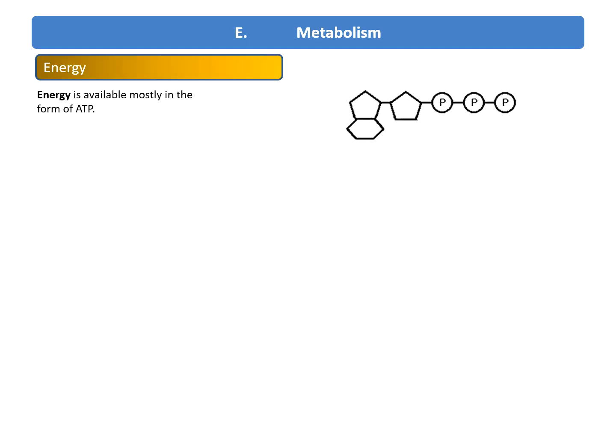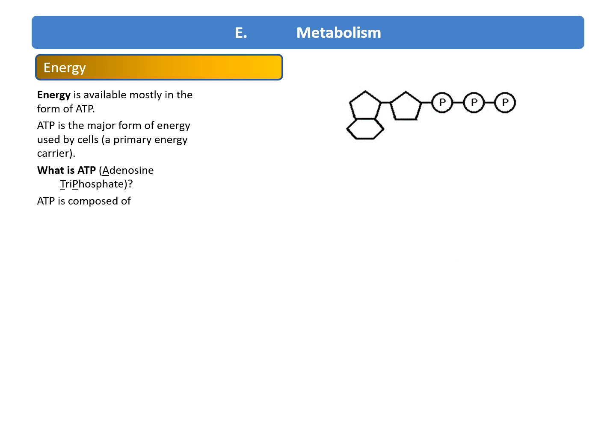Energy is available mostly in the form of ATP. ATP is the major form of energy used by cells. We think of it as a primary energy carrier. What is ATP? Well, it stands for adenosine triphosphate.